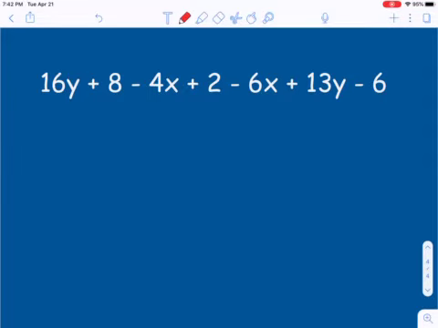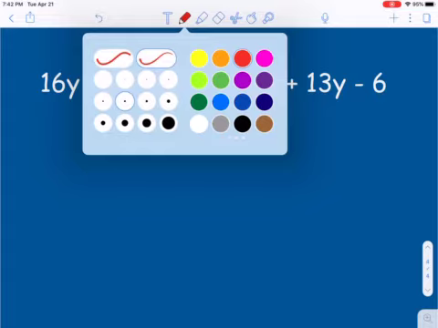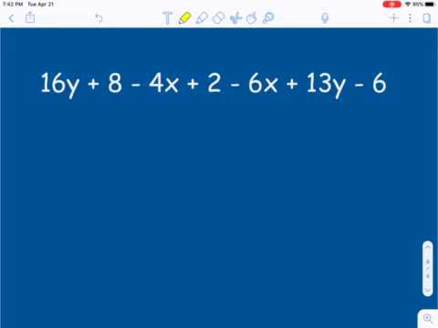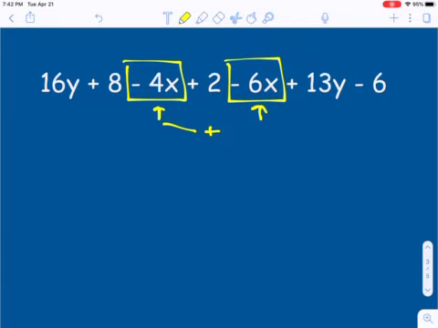Okay, so on this one right here, let's start with our yellow, and yellow is going to be our x terms. So I'm going to find all my x terms. I'm always going to take the sign to the left of it, because I know I can combine that, and then I'm going to simplify that. So I have negative 4x and I have negative 6x, and I'm going to add those two together, right? Negative 4 plus negative 6 gives me negative 10x.